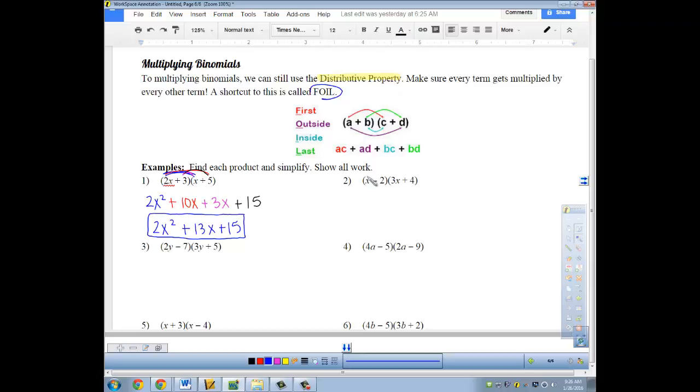Number 2. So first do the first terms, x times 3x is 3x squared. And then I'm going to do the outer terms, x times 4, which is 4x. And then the terms on the inside, negative 2 times 3x, which is negative 6x. And then the last terms, negative 2 times 4 is negative 8. Combine my like terms, I can combine the x's in the middle. So we get 3x squared, 4x minus 6x is negative 2x, then minus 8.